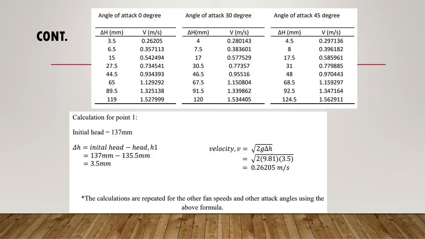And next we will be calculating the velocity v using the formula of square root of 2 times gravity times difference of head. So plugging in the numbers, we will get 0.26205 meter per second for the velocity. And the calculations are repeated for the other fan speeds and other attack angles using the above formula.